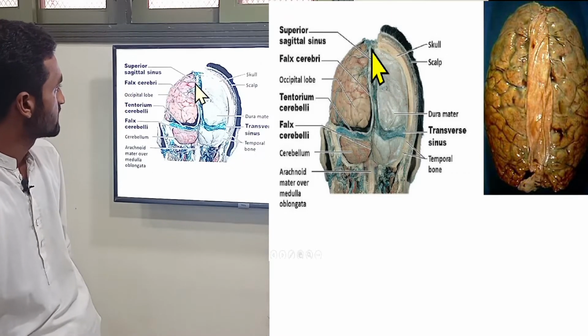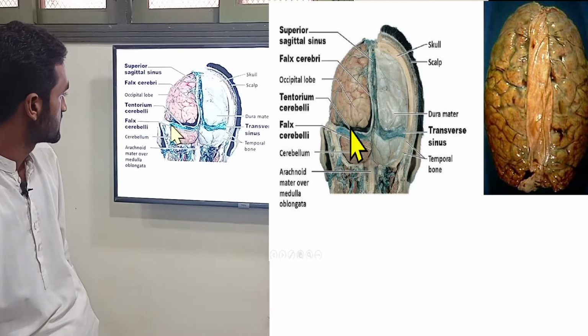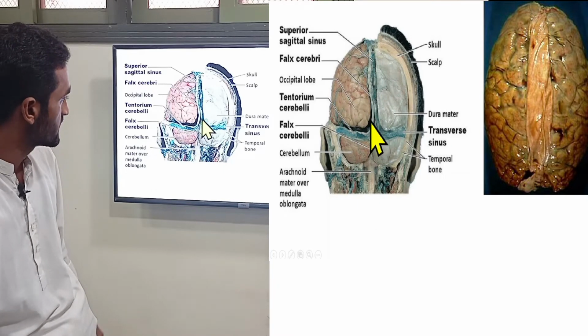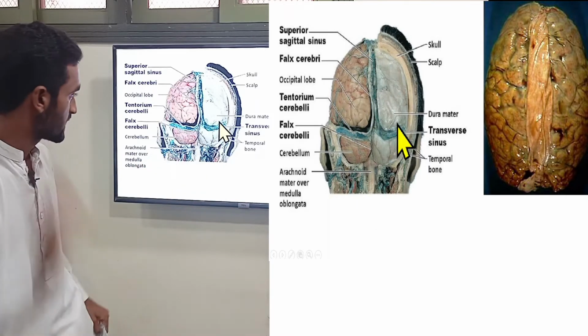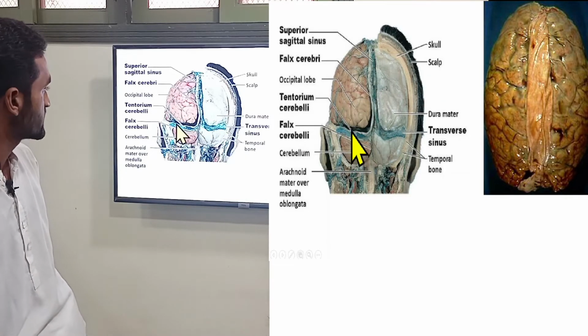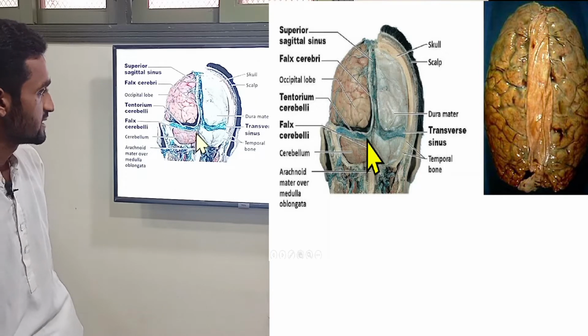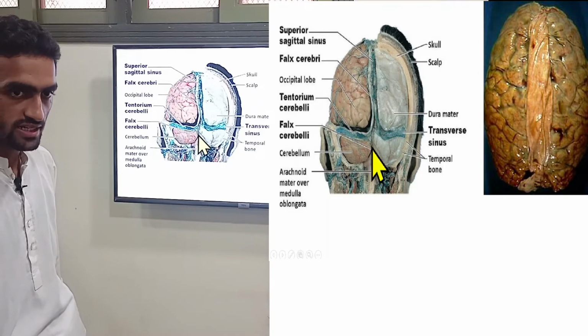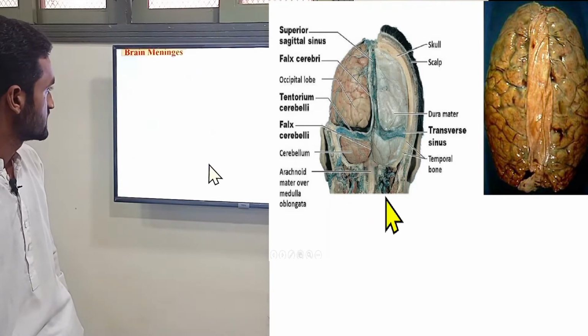So here you can see the falx cerebelli is here, while the tentorium cerebelli is present in between, and on the back you will find this. Here you can see the tentorium cerebelli, and what you can see here, the falx cerebelli. Are you clear? So these are actually arrangements.